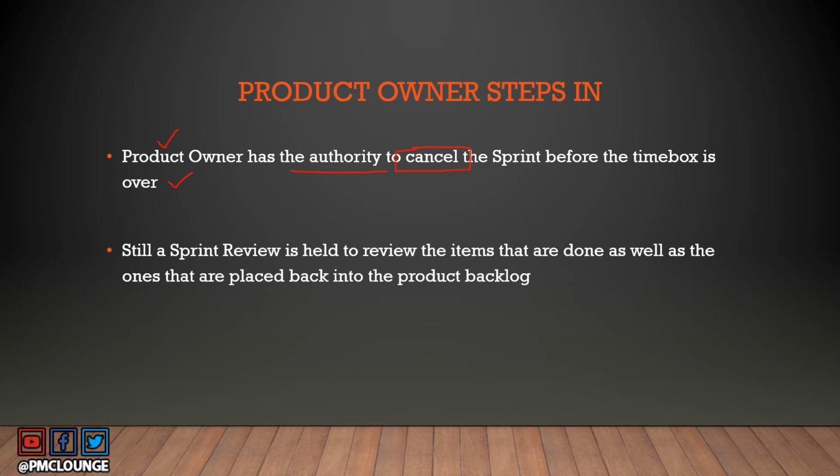What happens after that? There is some due process to be followed here. Once the sprint is cancelled, you still need to do a sprint review. In this sprint review, you are going to review all the items that are done, as well as the ones that are placed back into the product backlog. You already know, in a sprint, the team is working on a sprint backlog. Sprint backlog items come from the product backlog. Now, of course, if you're not able to complete all the items in your sprint backlog because your sprint is being cancelled, you put those items back into the product backlog. And whatever you have already completed is good to be reviewed. So you do a sprint review as well, even after your sprint is cancelled.